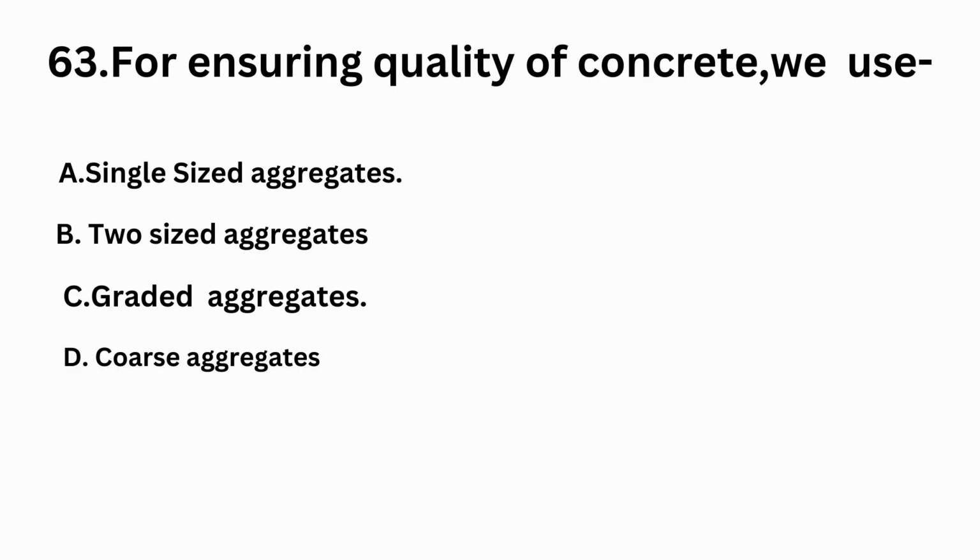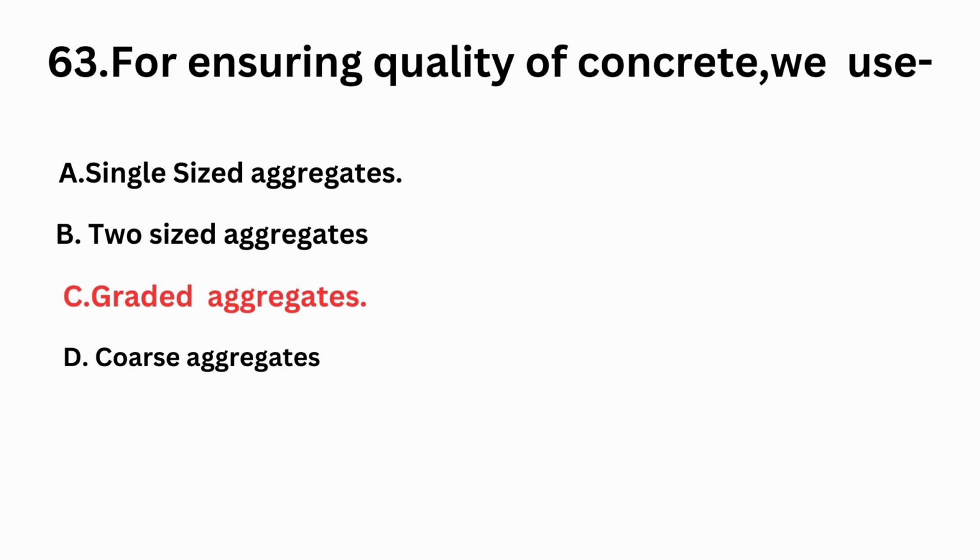Question number 63. For ensuring quality of concrete we use. Generally for ensuring quality of concrete we use graded aggregate, because if different sizes and shapes of aggregate are mixed together in concrete, the bond becomes strong. So the right answer is C.